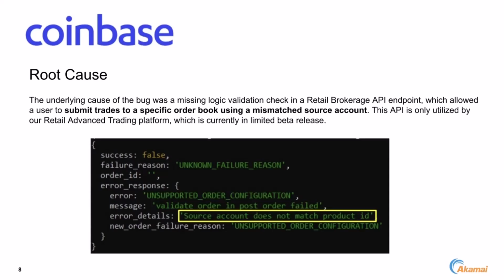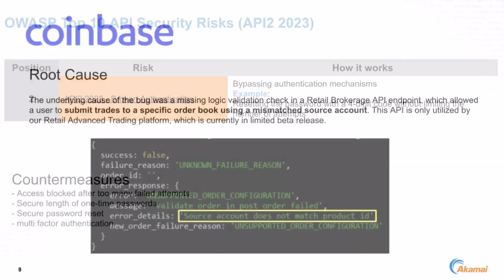When this researcher tried the same request the following day, he got an error. And as you can see here, source account does not match product ID. They were able to insert the logic into the application to prevent that type of activity from happening again. But until it had been discovered, that was a vulnerability waiting to be exploited.